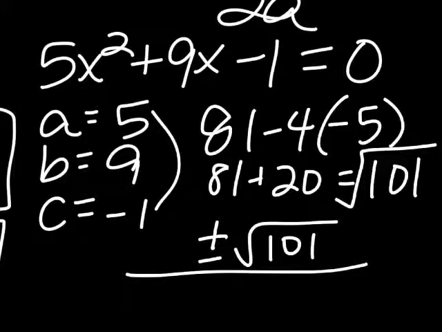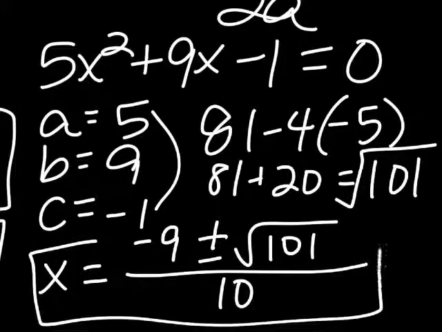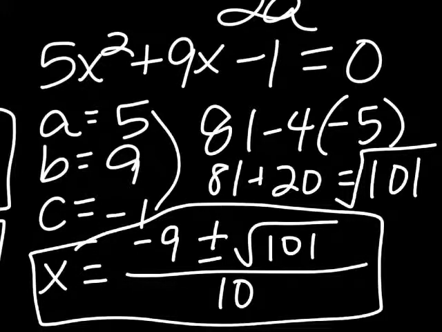The opposite of my b value is negative 9, and double of my a value is 10. So for this problem, that's my solution, and that's exactly where you stop. If you're going to graph that, you're going to change this square root of 101 to an actual decimal number to be able to graph. Okay, so that's your quick review. Under 5 minutes. There you go.